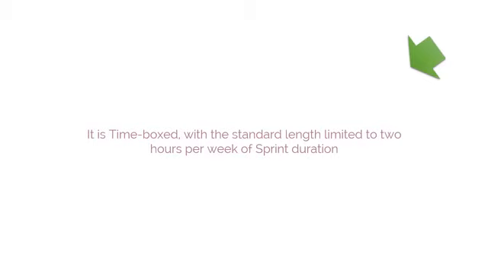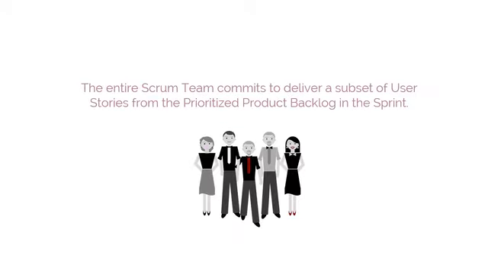This assists in preventing the tendency to stray into discussions that should actually occur in other meetings, like the release planning or sprint review meetings. By the end of the meeting, the entire Scrum team will have fully committed to deliver a subset of user stories from the prioritized product backlog in the sprint.